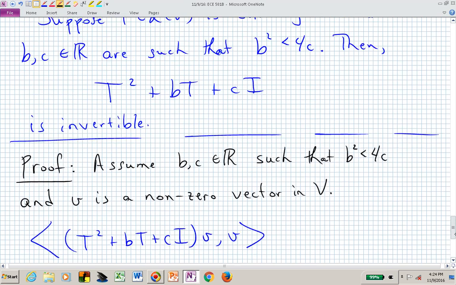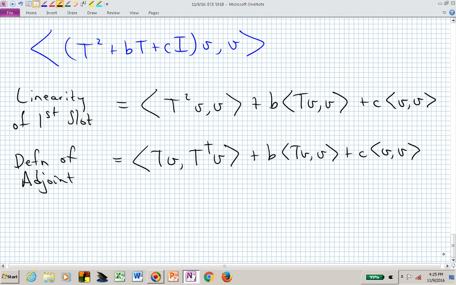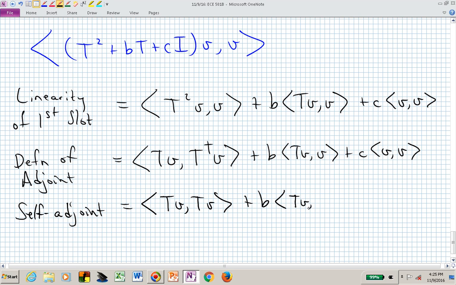But what did we assume in our lemma? T was self-adjoint, and that allows us now to get rid of that dagger in the second slot. So our self-adjoint property of the operator allows us now to say we have TV inner product with TV, plus B times TV with V, plus C times V with V.